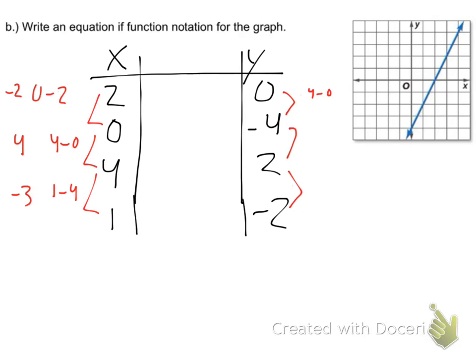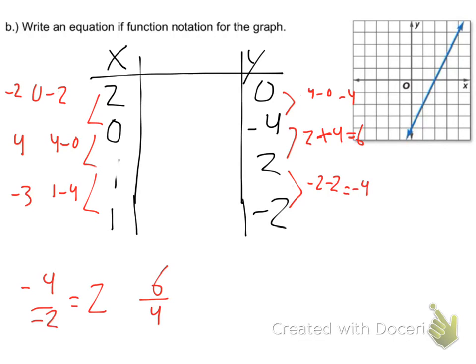Okay, we have to do the same thing here. Negative 4 minus 0 is negative 4. 2 minus a negative 4, oh, add, so it's 6, and negative 2 minus 2 is negative 4. Now, these aren't constant between each and every pair because we're jumping around. We're picking different points in different places. But I'm going to go into the middle here and say, I need to put the change in y over the change in x. So the first set would be negative 4 over negative 2, which is 2. 6 over 4.